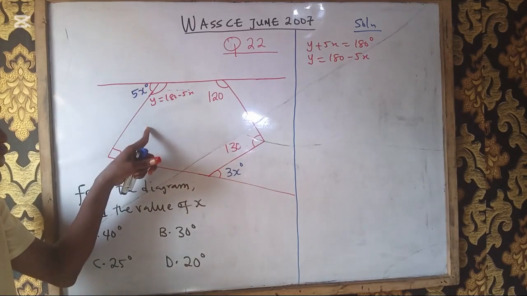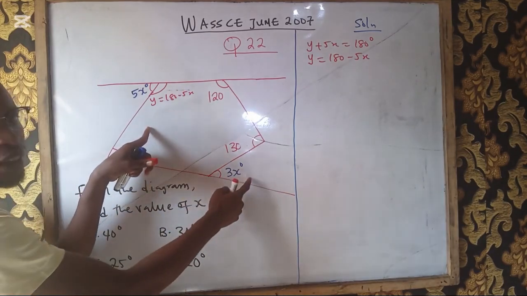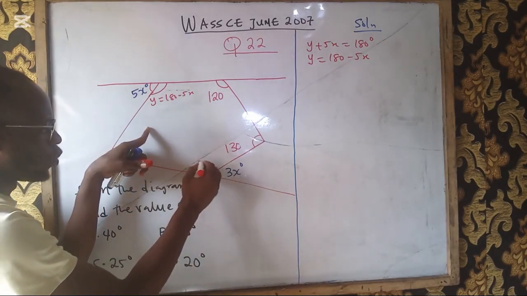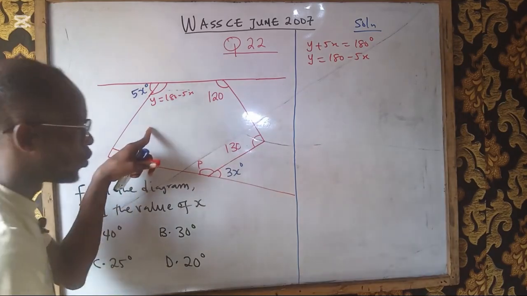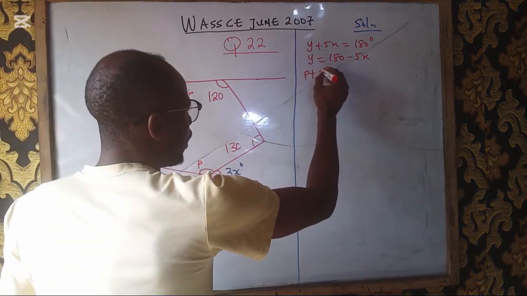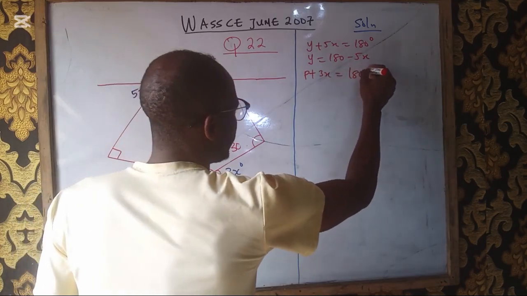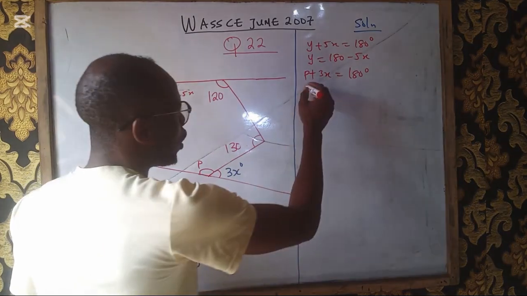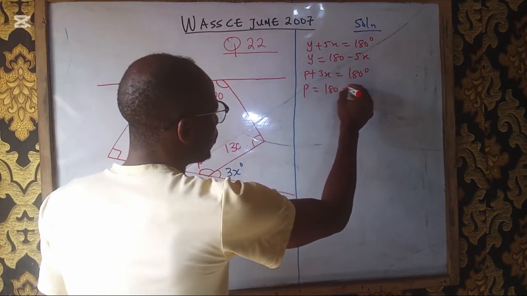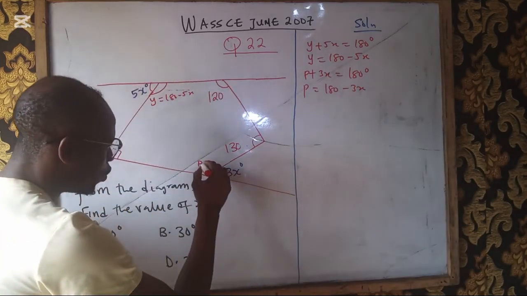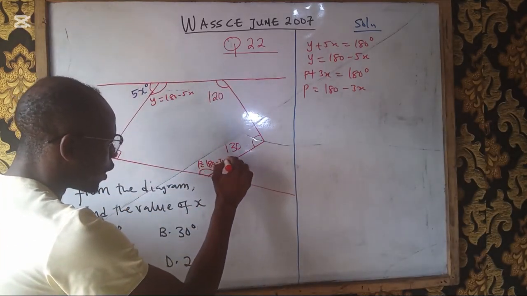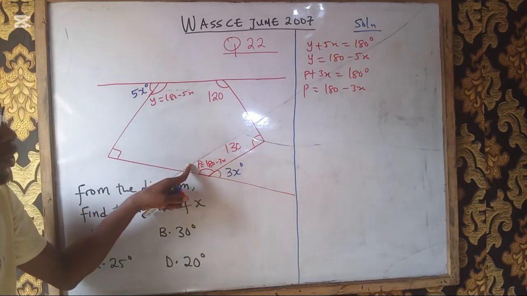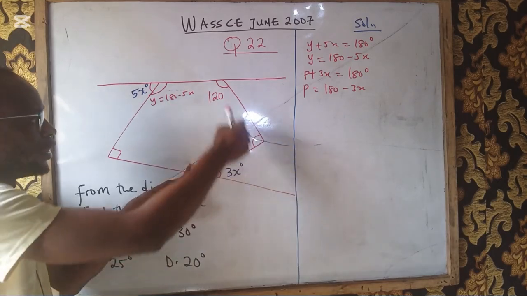Do you understand? So you also do the same thing for this because this is an exterior angle. You need to find the interior angle that is here. So I can make this one also P, temporarily. So I will have P plus 3x equals 180 degrees. Make P the subject of the formula: P equals 180 minus 3x. So the angle here is 180 minus 3x. Do you understand? So we have successfully gotten the interior angles of this polygon.